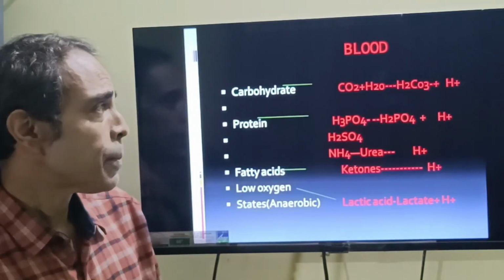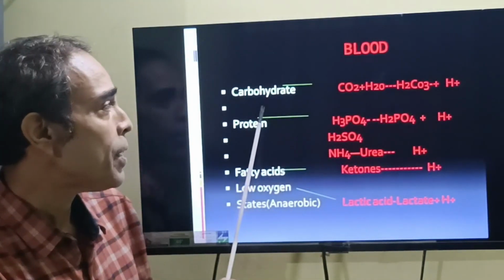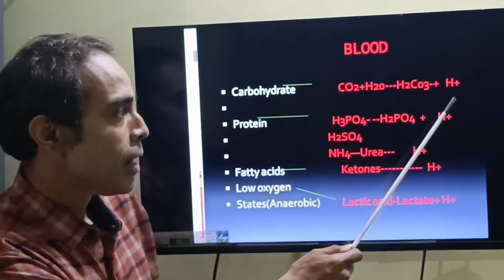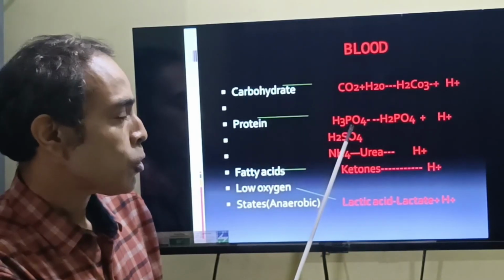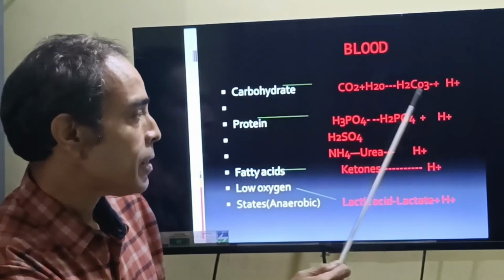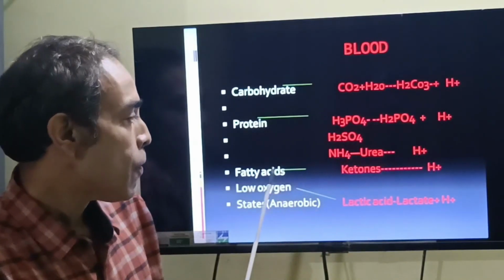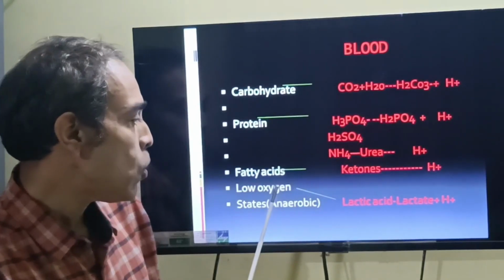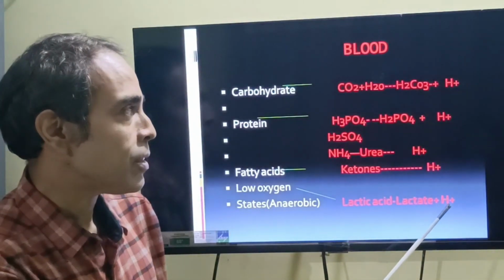So in summary, what are the sources of hydrogen ion or acids in the blood? From carbohydrates, we get carbon dioxide, which forms hydrogen ions. From protein, there is sulfuric acid and phosphoric acid, which also produce hydrogen ions. Ammonia is converted to urea, which also produces hydrogen ions. Fatty acids are converted to ketones, which also produce hydrogen ions. And in low oxygen, anaerobic states, lactic acid gets converted to lactate and hydrogen ion.